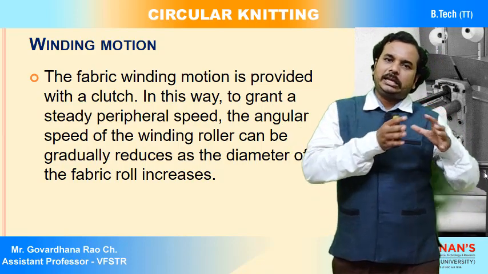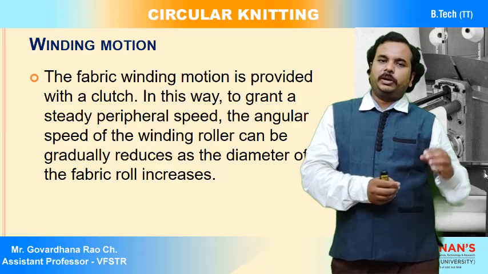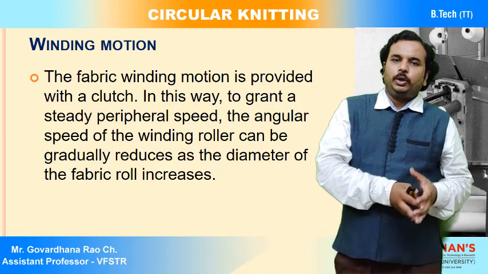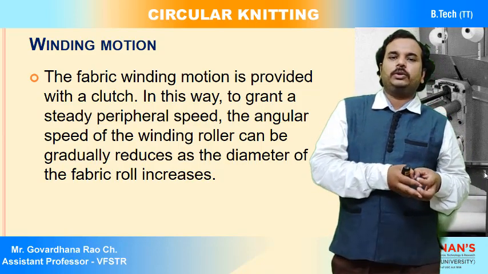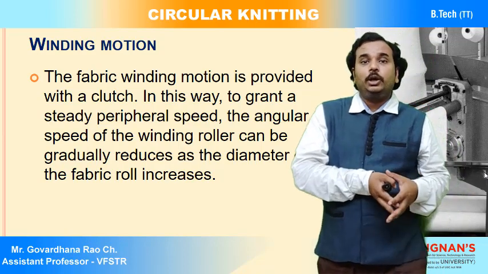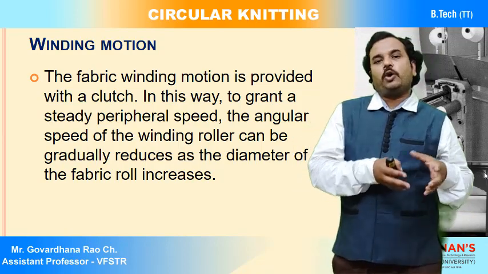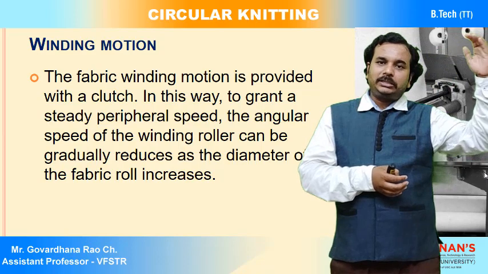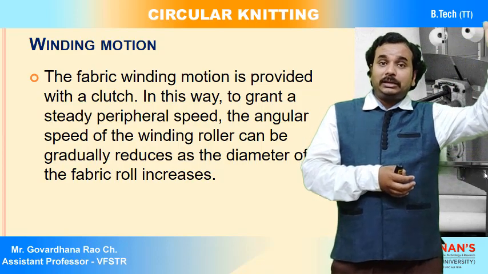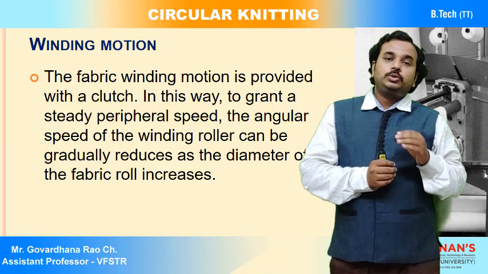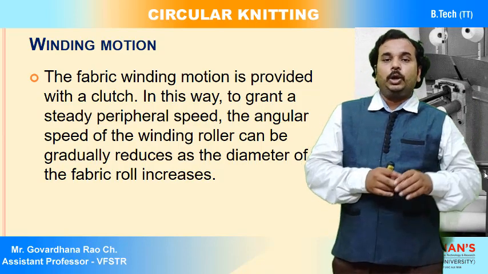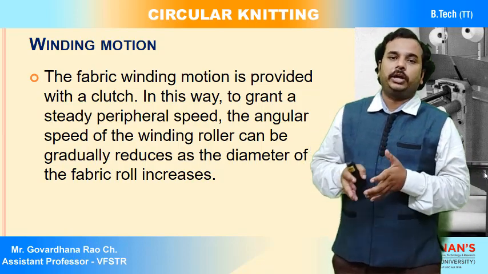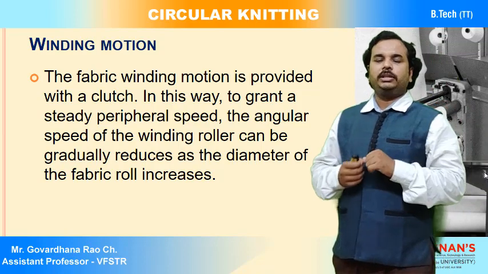Okay. So as the cloth is winding into the cloth roller, slowly the diameter of the roller is increasing. Once the diameter is increasing, your surface speed is going to increase. But your output, that is the delivery from the takedown mechanism and the knitting zone, is constant, right? So you need to keep the surface speed constant. To keep the surface speed constant, you need to reduce the speed of the cloth winding roller. So that is what I have given in this particular point.